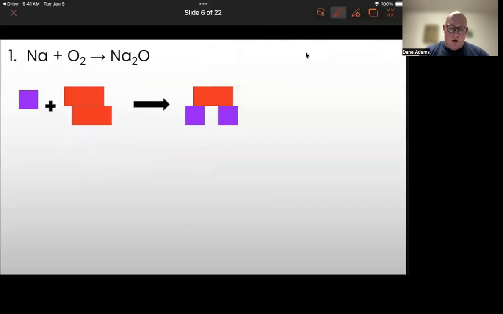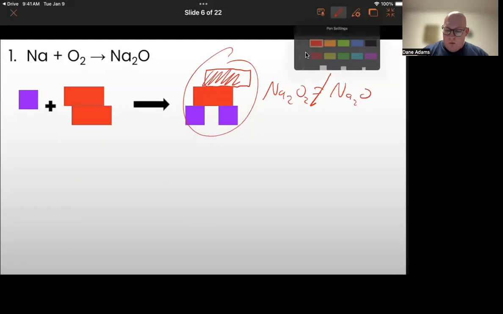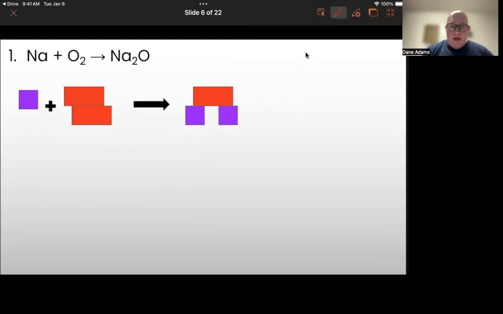So I'm going to backtrack a little bit here. I can't change O2 into O3. I can't change Na2O into Na2O2, because that seems like the easiest thing to do, right? To just add another red one right here. And now I've got it balanced, right? But by doing that, I've made this molecule into Na2O2, and that is not the same as Na2O. It's not the same thing. So the only thing we are allowed to do is make duplicates of things that already exist. That's all we're allowed to do.